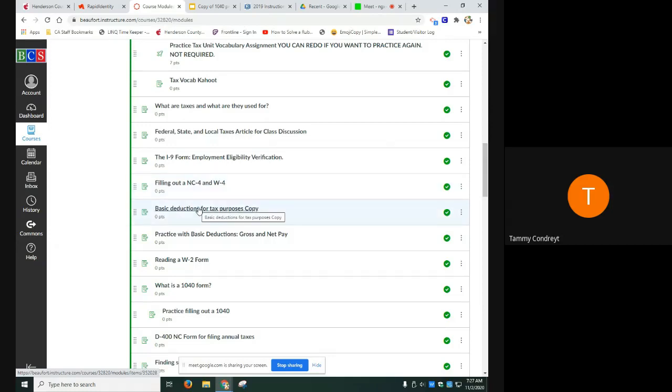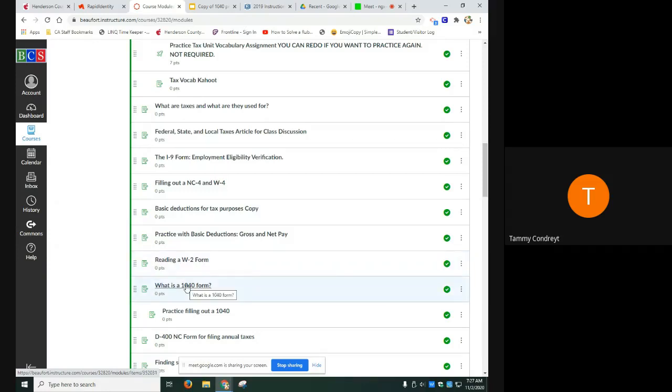We talked about the basic deductions for tax purposes, FICA, F-I-C-A, your Social Security and Medicare and Medicaid, that kind of stuff that comes out. You did a little practice with that. You looked at your W-2 form, and that W-2 form shows the government. If you haven't, you'll do that today. But the W-2 form is the end of the year document that is sent to you to show you how much money you made and how much money you paid into the federal and state governments.